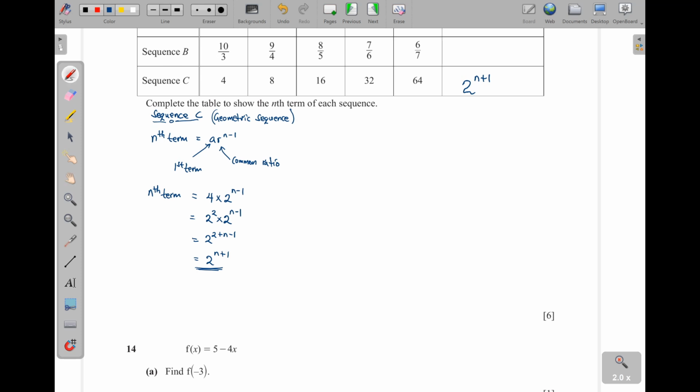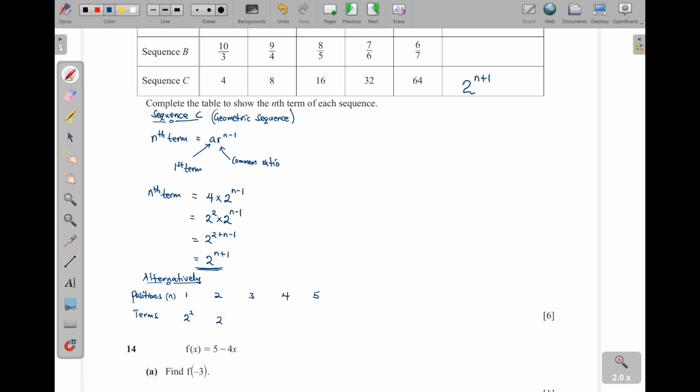Alternatively, I can have something like this. I can have positions. Position 1, 2, 3, 4, 5 are the positions of the terms. I can let this one be the position n. Then we have the terms. When you look at these terms, I have the 4. I can write all of these as powers of 2. So 4 is 2 power 2.